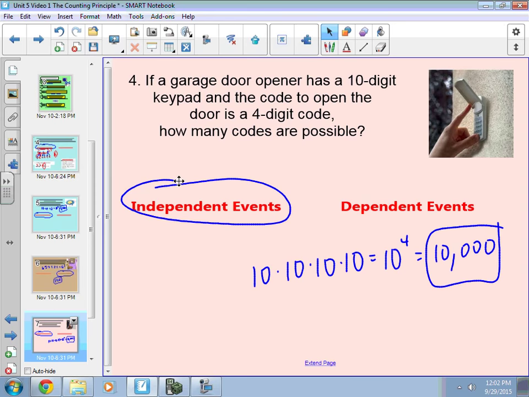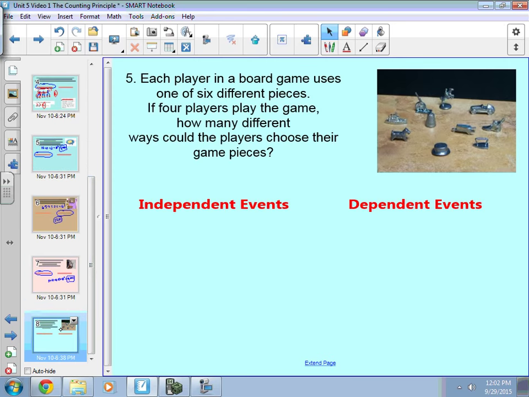All right, last one on your note sheet. Again, why don't you pause it and try this one out and answer, is it independent or dependent? All right, let's see what you did. It says each player in a board game uses one of 6 different pieces. If 4 players play the game, how many different ways could the players choose their game pieces?